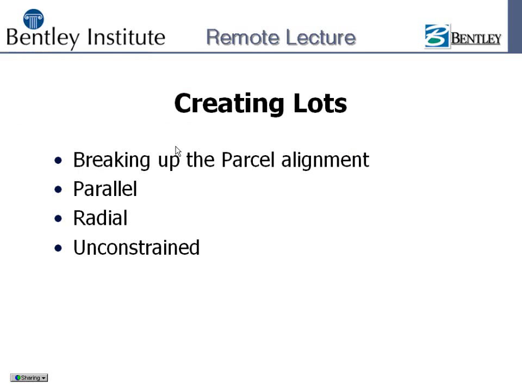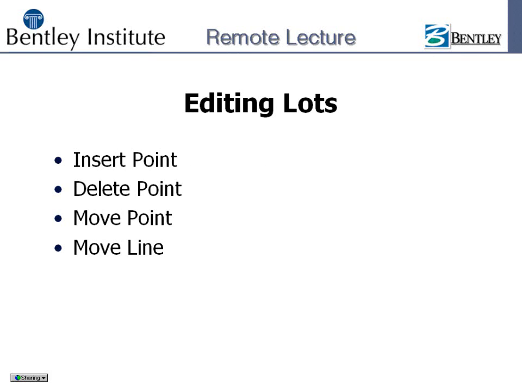I made mine multi-sided because I knew I was coming around that corner, and that was still going to be a back. Then I knew those other two were going to be sides, okay? Then that one individual would be a back. Then we have our three ways of creating lots: the parallel, radial, and unconstrained.